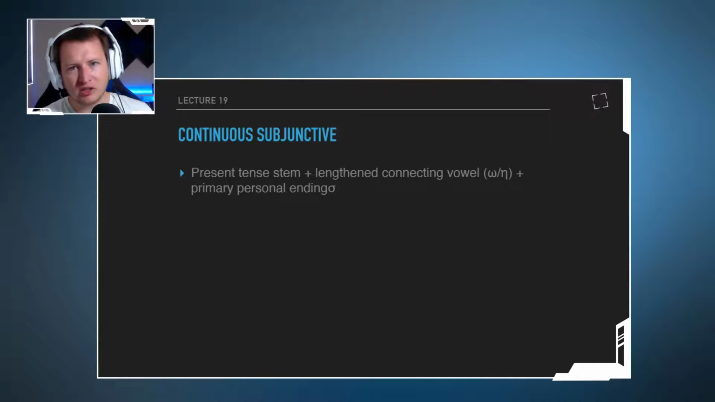Now, there's a continuous subjunctive and an undefined subjunctive. Look at the continuous. It uses the present tense stem plus a lengthened connecting vowel. That's your cue that we're dealing with subjunctive. Plus the primary personal endings. Why do I have a sigma on there? Lovely. Okay, so this is the continuous subjunctive: present tense stem, lengthened connecting vowel, primary personal endings.